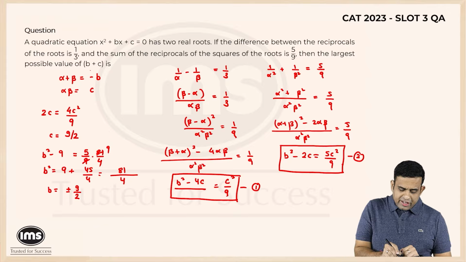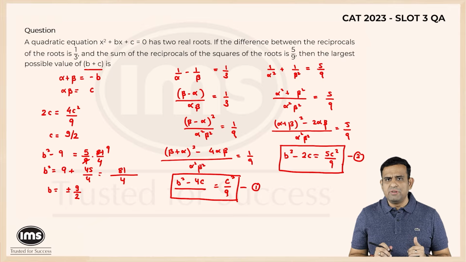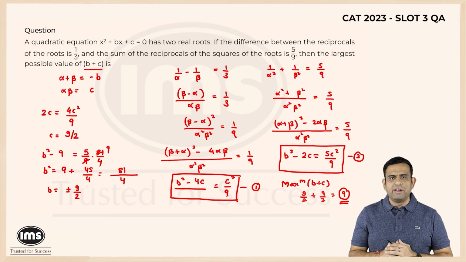The task is to find out the largest possible value of b plus c. So if c is positive, to maximize the value of b plus c, I should take the value of b also as positive. So the maximum value of b plus c would be nothing but 9 by 2 plus 9 by 2, giving you 9. And that is the answer for this particular question.